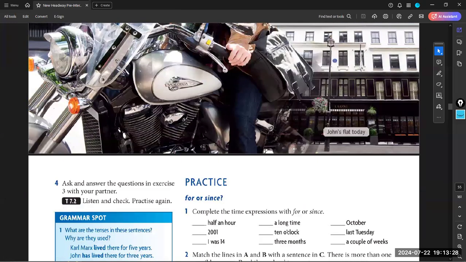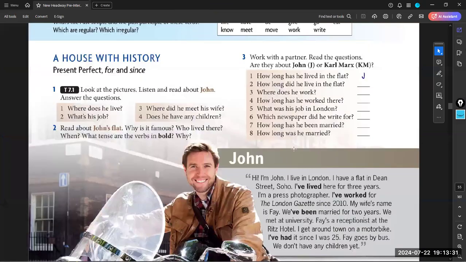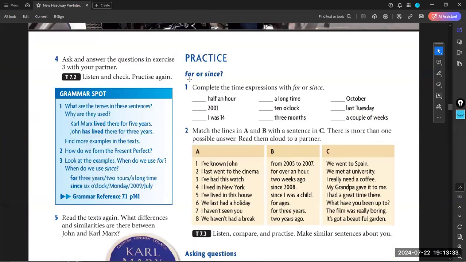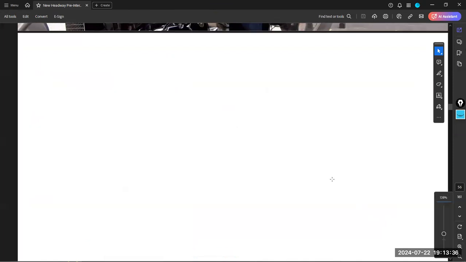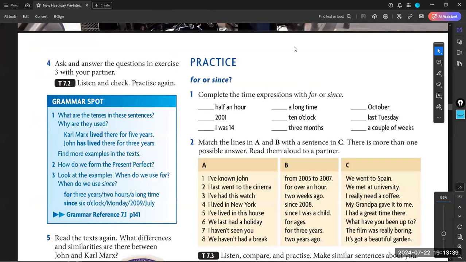Now I think let's scroll down just to complete discussing the exercises. Okay, I think I have to zoom in a little just to be able to see the screen clearly. Now, guys, let's check the grammar spot. The grammar spot is asking what the tenses are in these sentences. One: Karl Marx lived there for 5 years, and John has lived there for 3 years. What are the tenses? First one, simple past. The second one, present perfect.